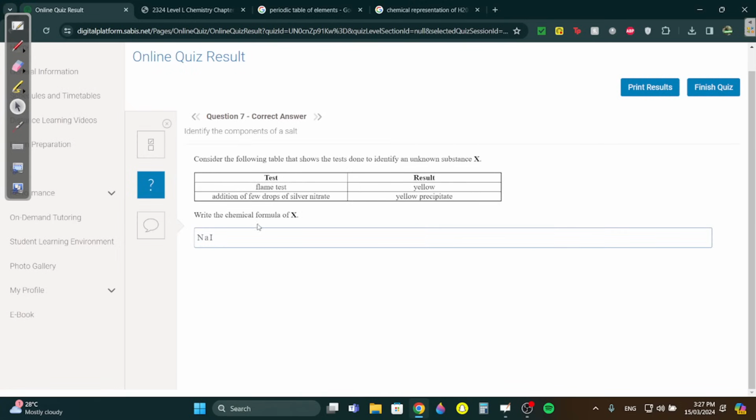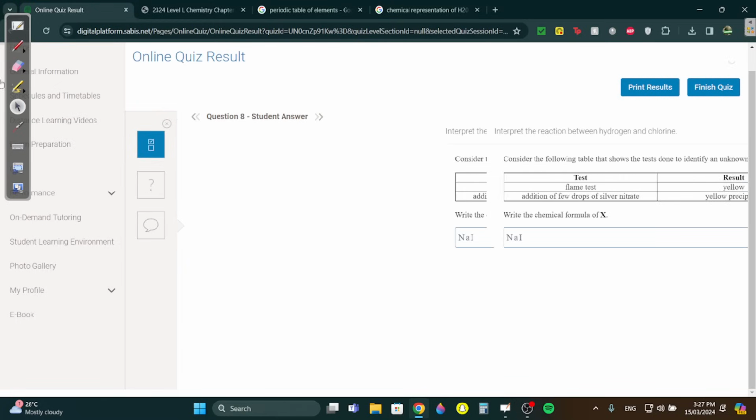Question 7. Write the chemical formula of X. They're saying in the flame test it became yellow. What becomes yellow when using the flame test? We said Na from the previous section. If it's yellow after the flame test, then it's Na. Then they added silver nitrate, AgNO3, and it became a yellow precipitate. Which one's yellow? We said iodine, because iodine loves yellow. So this is NaI.